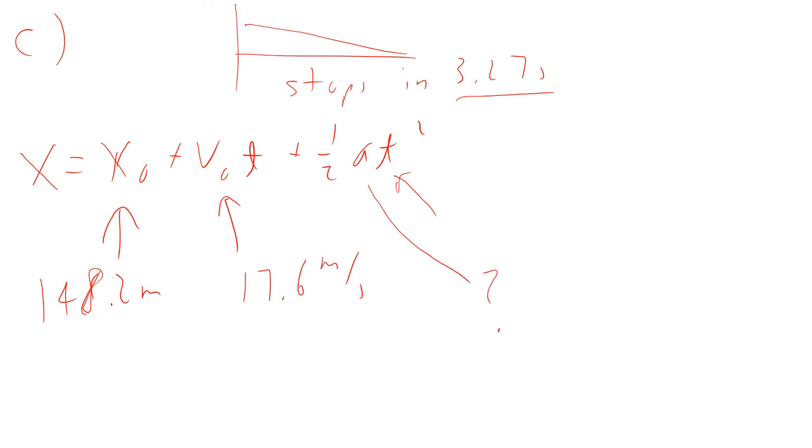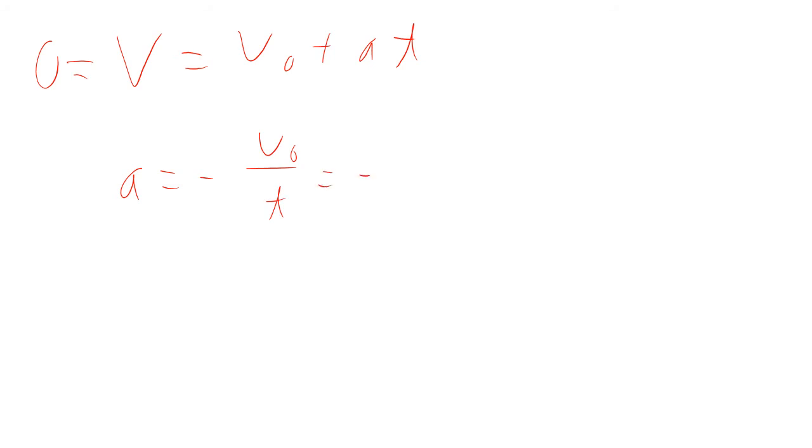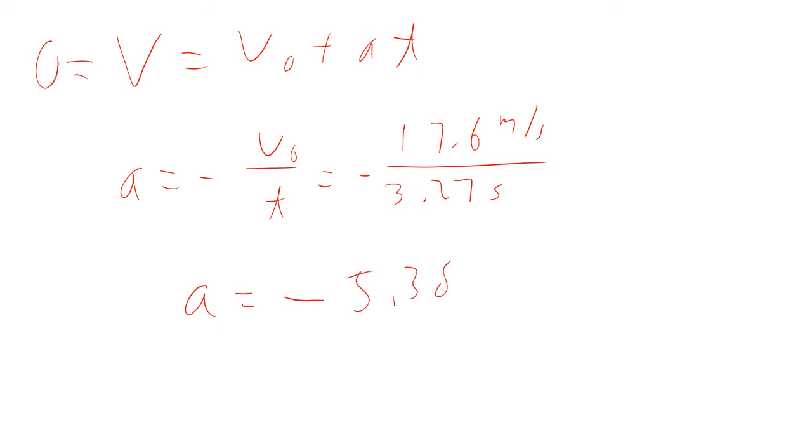What's A? So we have to figure out A. Well, we know that V equals V naught plus AT. So the final velocity is 0 because it stopped. So we do algebra here and we find A is minus V naught over T. So A is going to be minus 17.6 meters per second divided by the 3.27 seconds. So A is going to be a negative 5.38 meter per second squared.